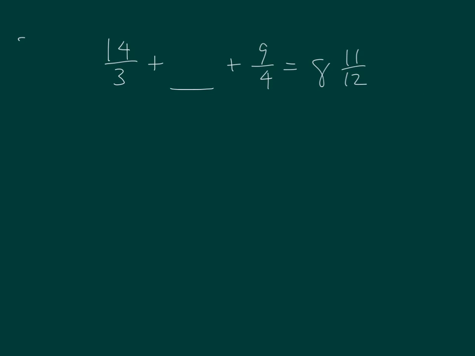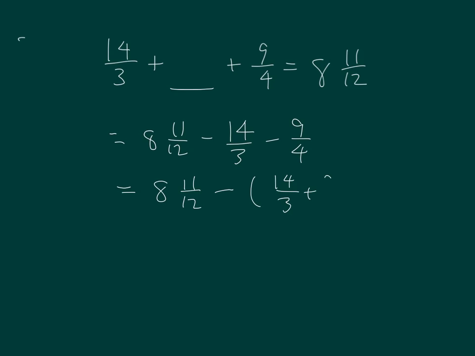Here's another problem. It is an addition problem, and the sum of 8 11/12 is on the right-hand side. I'm missing a part that is needed to make the total of 8 11/12. I can take 8 11/12 and subtract off 14/3 and subtract off 9/4. Let's try that. It's the same as saying 8 11/12 minus the sum of 14/3 and 9/4.